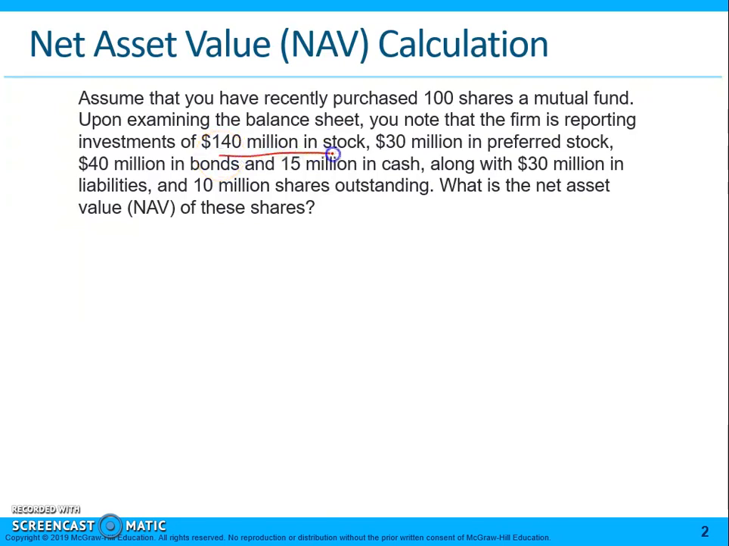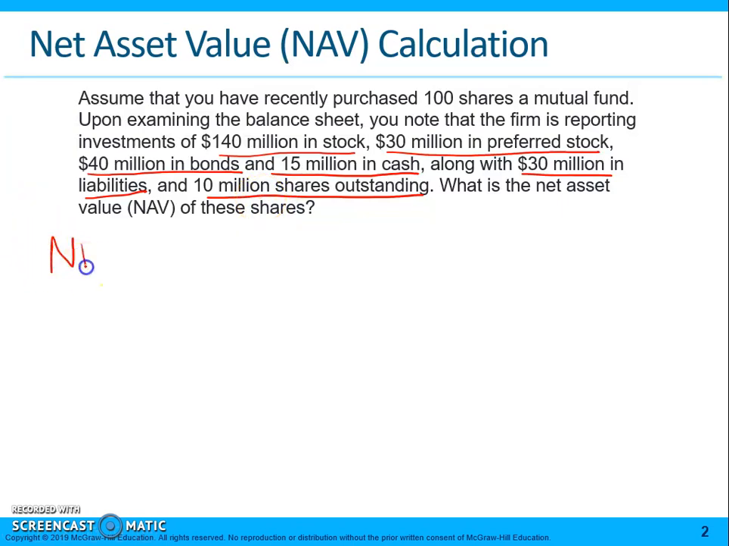I can underline that. 30 million in preferred stock, 40 million in bonds, 15 million cash, and then 30 million in liabilities, and 10 million shares outstanding. So what we need to do is calculate the value of the net assets. So this is all the assets here, and we're going to add those up, and then subtract out the liabilities and divide it by the number of shares outstanding. And that'll give us the net asset value.